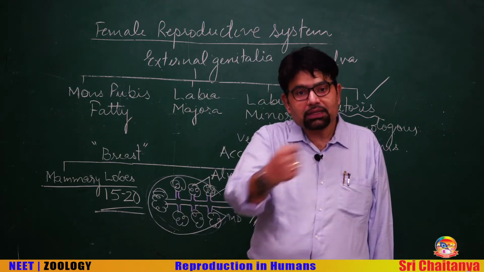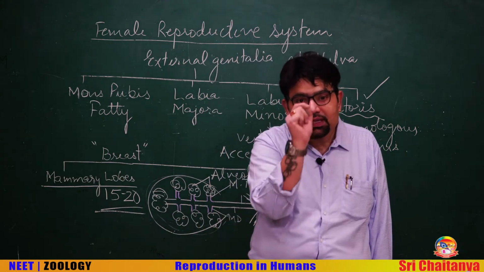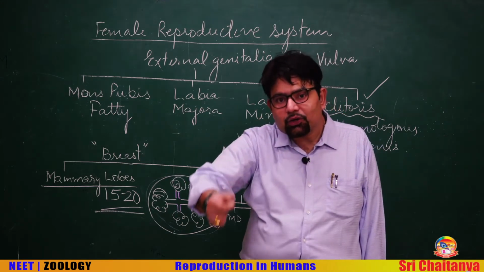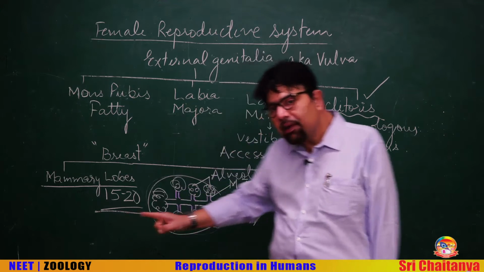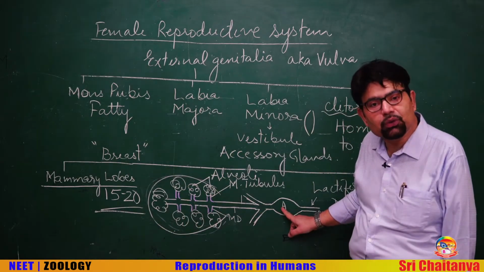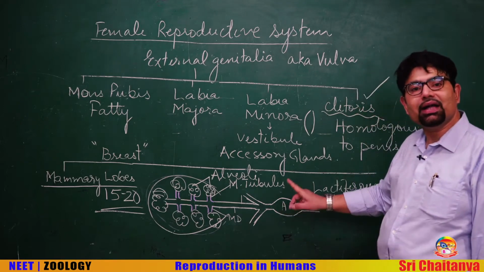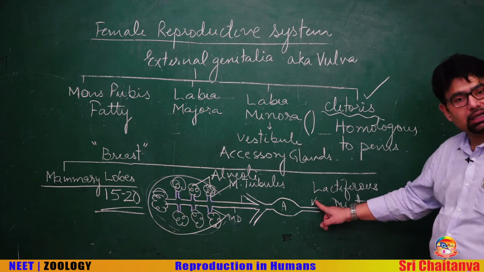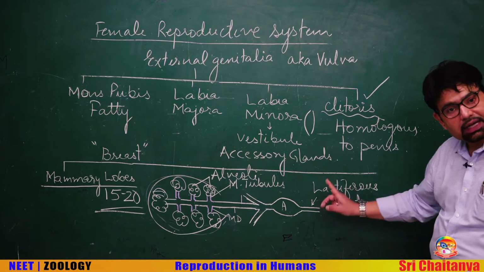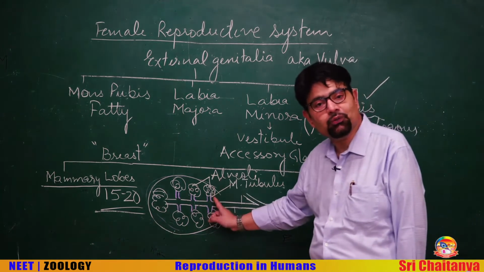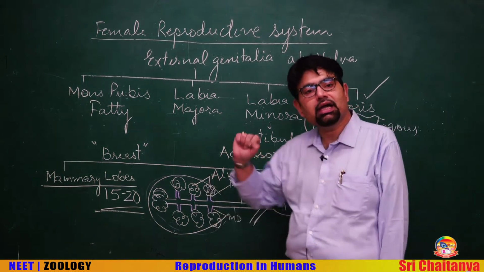How does the milk pass? Milk is formed in the cells of alveoli, number one. Then they come into the mammary tubules, then mammary duct. Many mammary ducts open into ampulla, mammary ampulla, and ampulla opens to the outside through lactiferous duct. Lactiferous duct at the last, then ampulla, then mammary duct, mammary tubule, and then the alveoli.